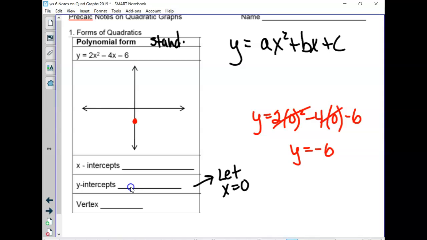I'm putting it kind of because I don't really know where else it's going. So that was 0, negative 6. Please write that as an ordered pair. Okay, how do you find the x-intercepts? Yeah, you always let the y equal to 0.